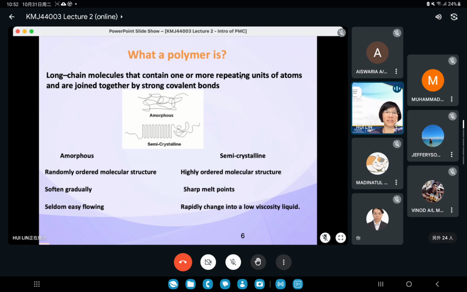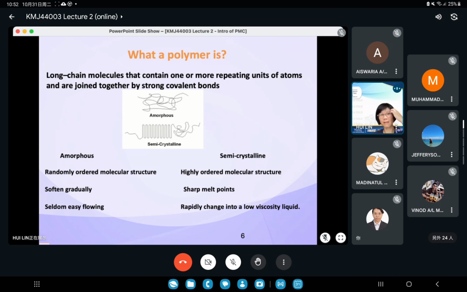So that's why we only categorize the structure of the polymer into two. One is the amorphous, another one is the semi-crystalline. So the highest crystallinity of the polymer in the market right now, I can say is about 70 to 80%. So the 20 to 30% are still amorphous. Okay, so you know about this.